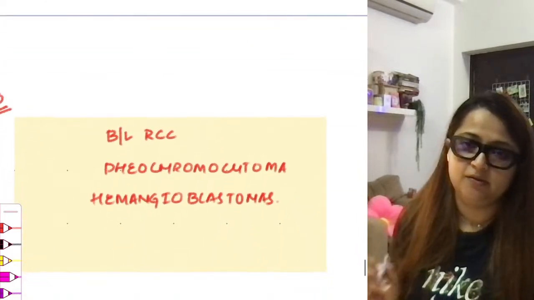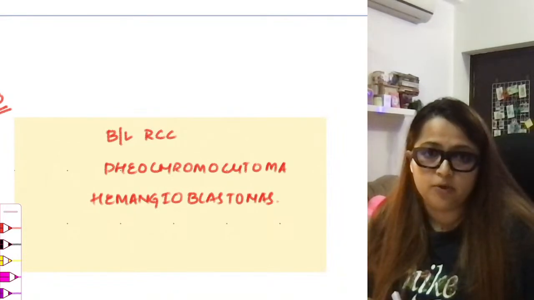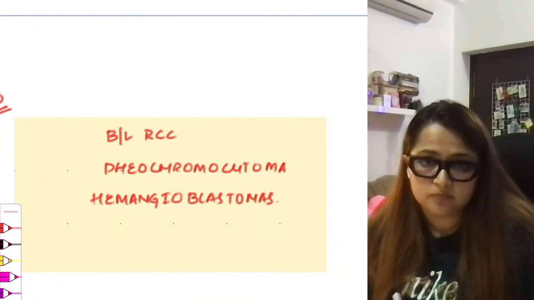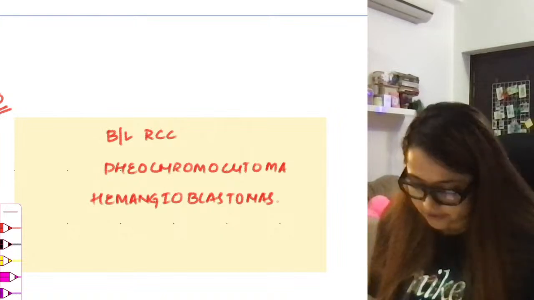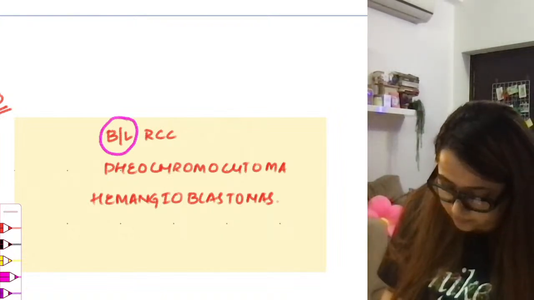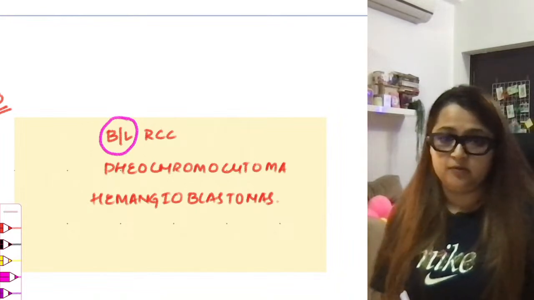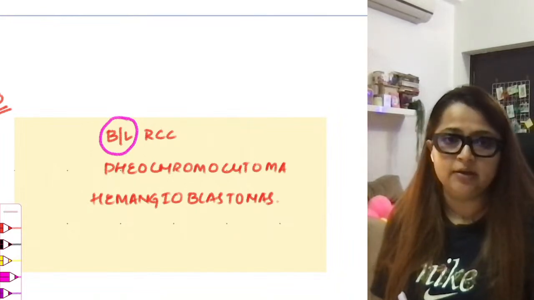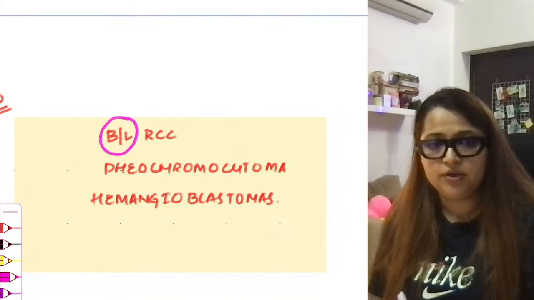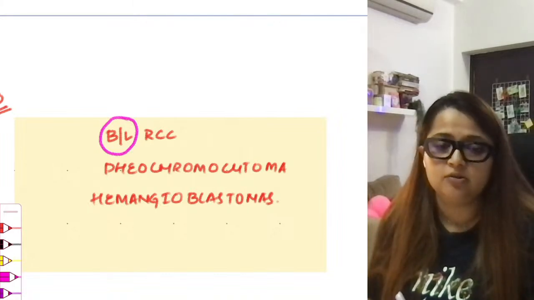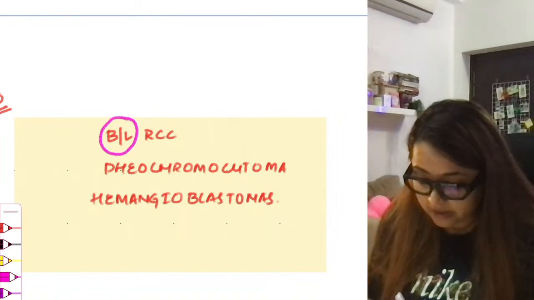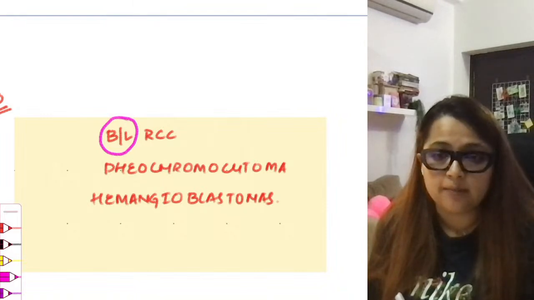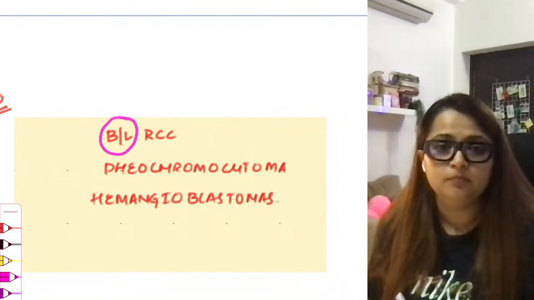Yes, look at this history now. A patient comes to the OPD with bilateral renal cell carcinoma, pheochromocytoma, and hemangioblastomas. So what are we talking about here? Bilateral renal cell carcinoma, mark it. Usually cancers, if they are not associated with any syndrome, are unilateral. We have two kidneys, and obviously unilateral renal cell carcinoma is possible without a syndromic association. But if you see bilateral renal cell carcinoma, you would think about a syndromic association.